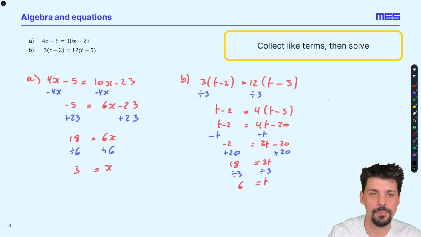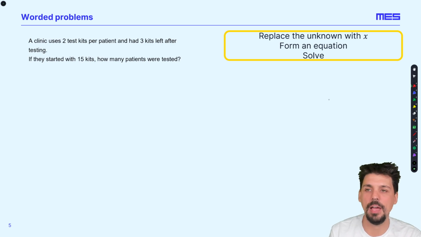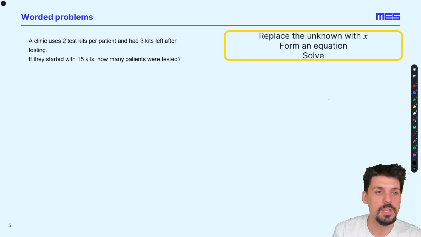Awesome. Now, in a wordy problem, and you will get more practice on this, the key thing is take the unknown you're looking for and replace it with a letter. I go with x. We're then going to form the equation. The information in the question will give you an equation, and we solve it. So we have 2 test kits per patient and 3 kits left over after testing. They started with 15 kits. How many patients were tested?